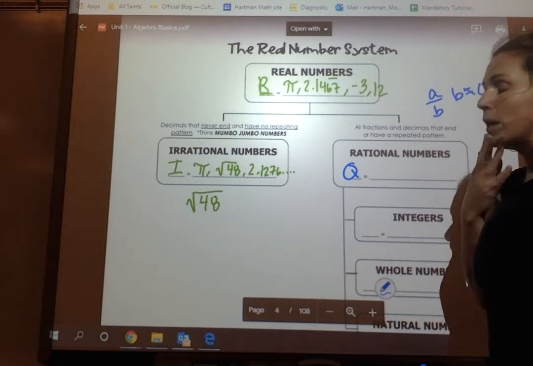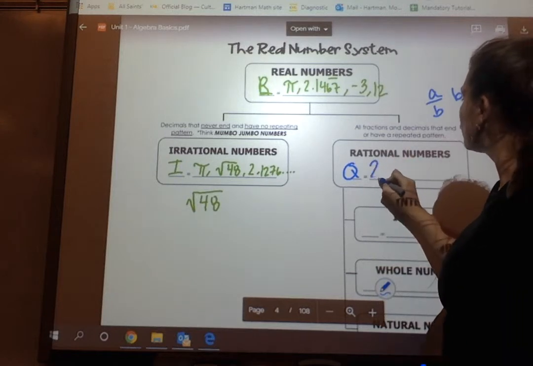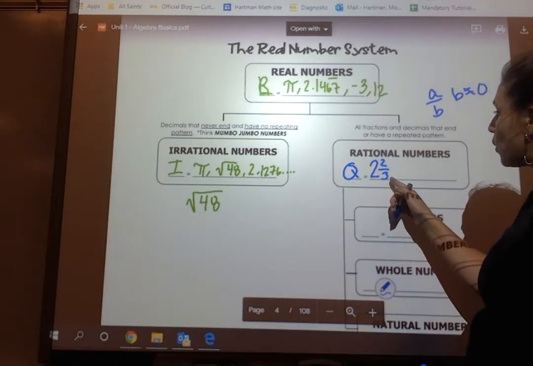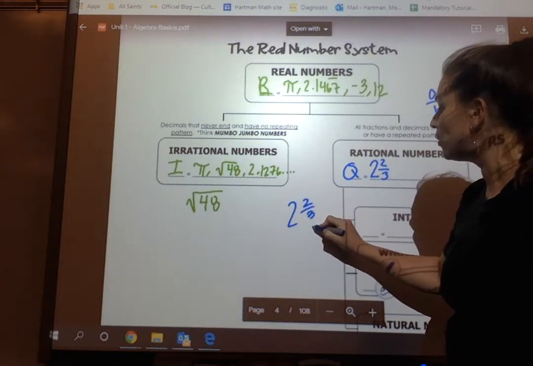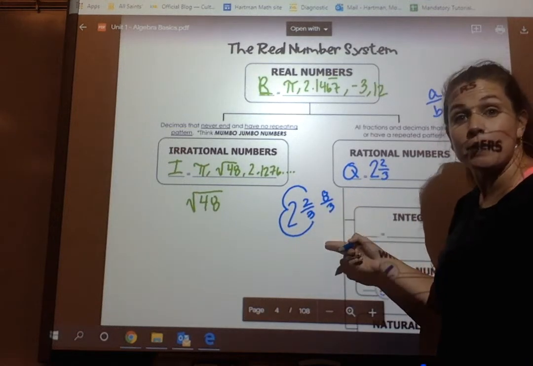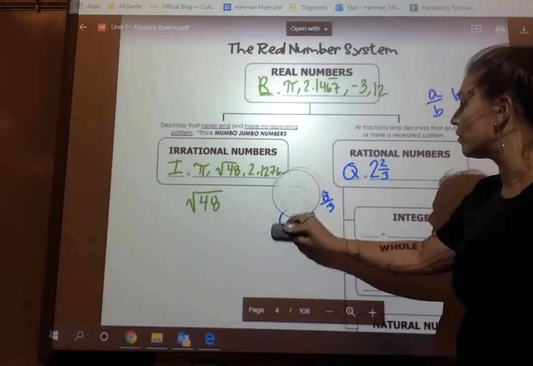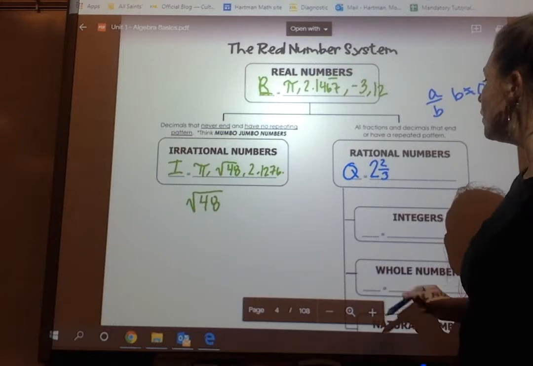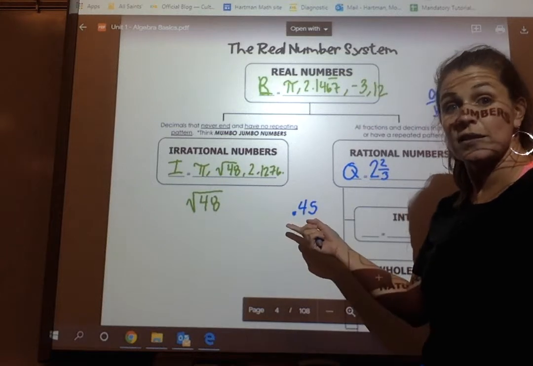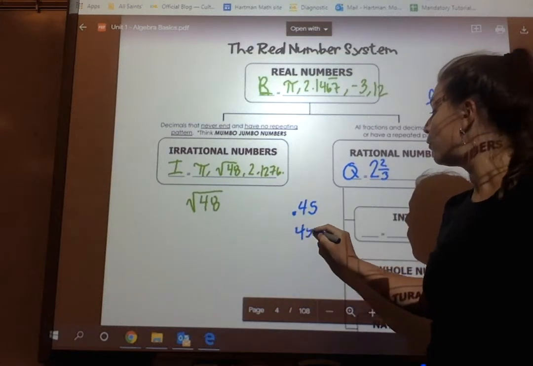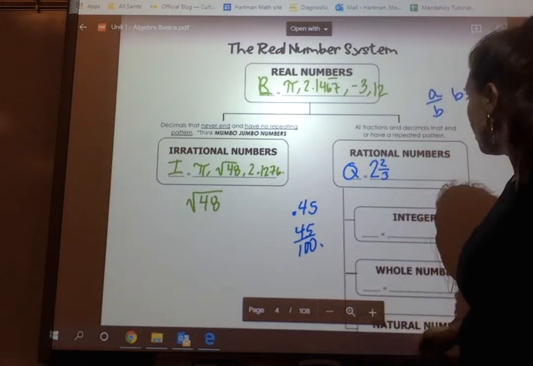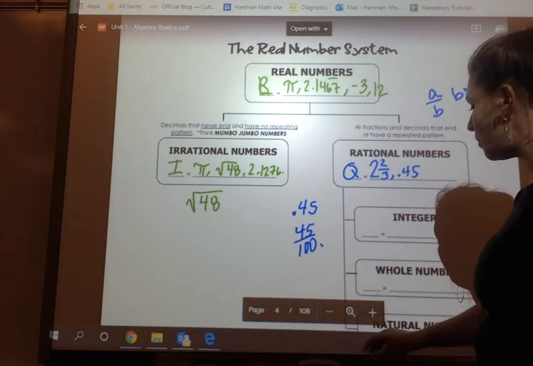So like I said, it can be put in the form A over B. So if I look at 2 2/3, is that a rational number? Well, sure. I can popcorn 2 2/3, and I can do 3 times 2 plus 2 and get 8 over 3. Bam, it fits the pattern A over B. So 2 2/3 is a rational number. What about 0.45? Well, sure, I can turn this into a fraction, 45 hundredths. And 45 hundredths fits the form A over B. So 0.45 is a rational number.